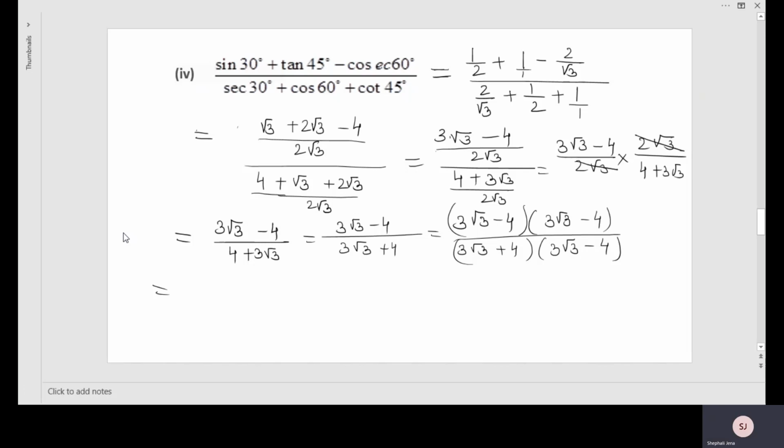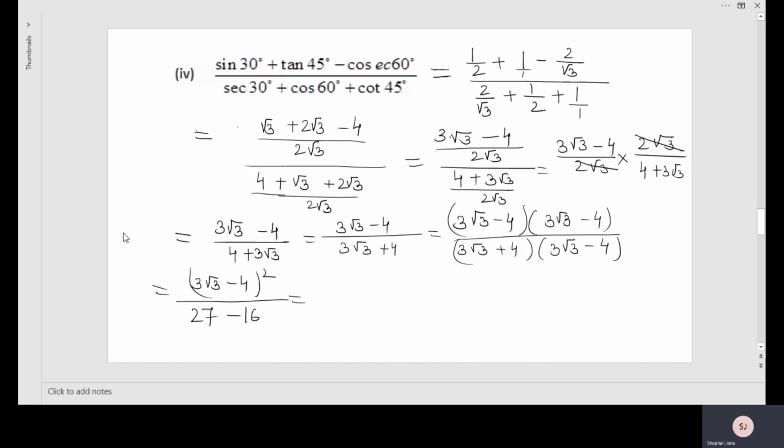So how much will it come? I'll write one step. 3 root 3 minus 4 whole square divided by 3 root 3 whole square minus 4 square. 3 root 3 into 3 root 3: 3 3s are 9, and root 3 into root 3 is 3, so 9 3s are 27, minus 16.